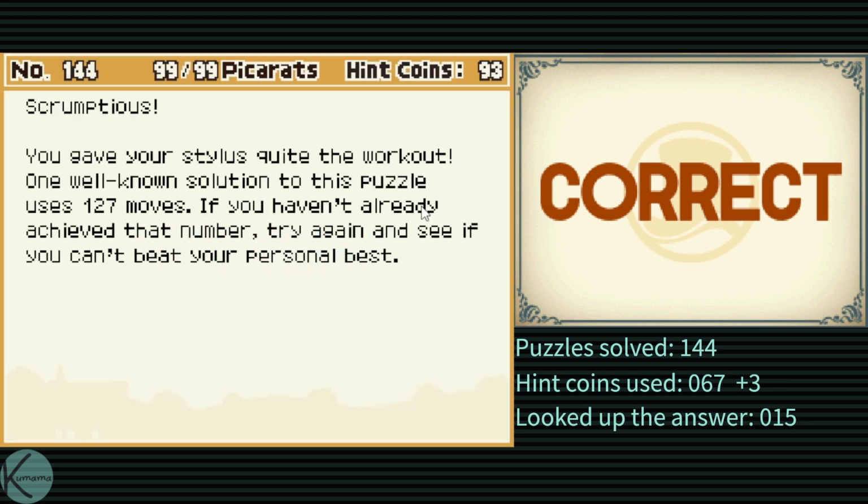Scrumptious, you gave your stylist quite the workout. One well-known solution to this puzzle uses 127 moves. If you haven't already achieved that number, try again and see if you can't beat your personal best.